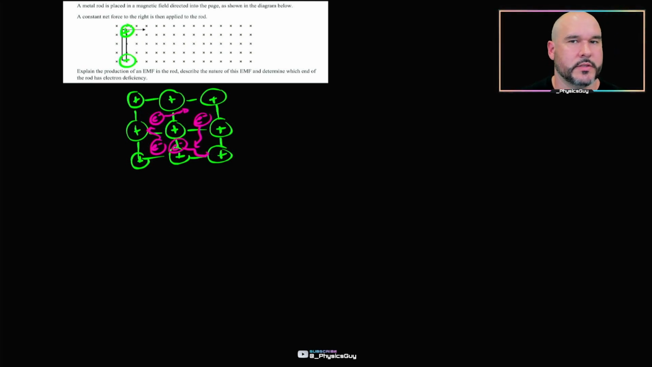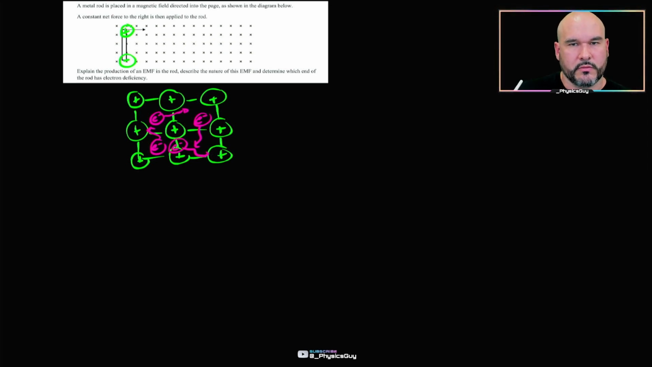Positive metal ions, not so much. How do we actually figure out what's going on inside the metallic rod? Well, we say if the metallic rod is moving towards the right, then this entire lattice structure is moving towards the right. So you've got the positive metallic lattice, you've got the sea of delocalized electrons moving towards the right because the rod is moving towards the right, and that's the structure of the rod.